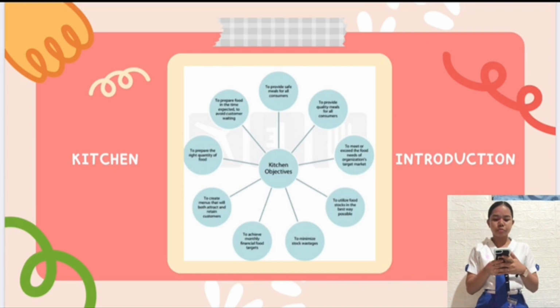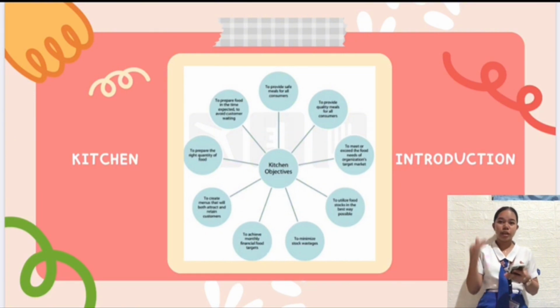The sixth one is to achieve monthly financial food targets. As much as possible, we should exceed our monthly financial food targets. For example, if the target for the month is 20k, you should exceed it so that our operations run more smoothly.